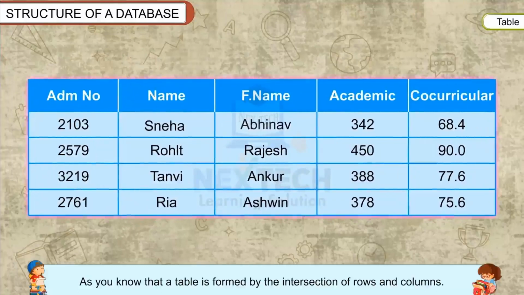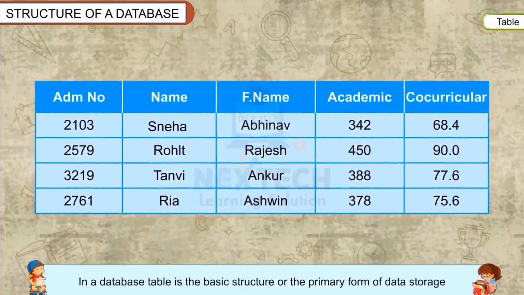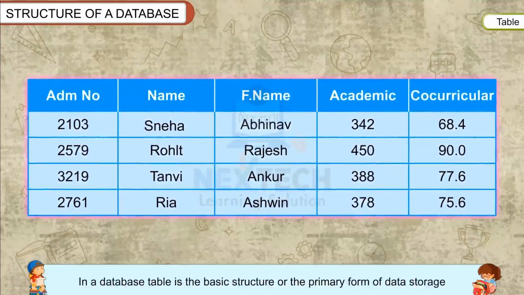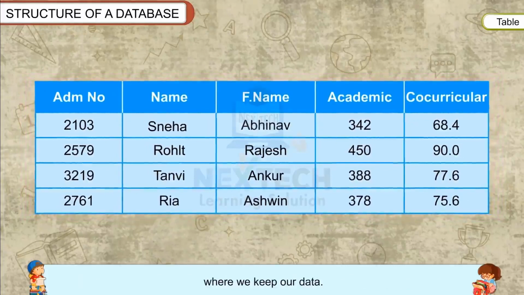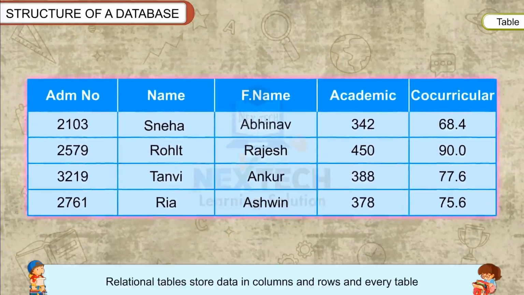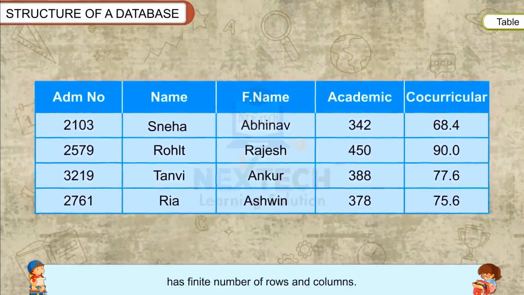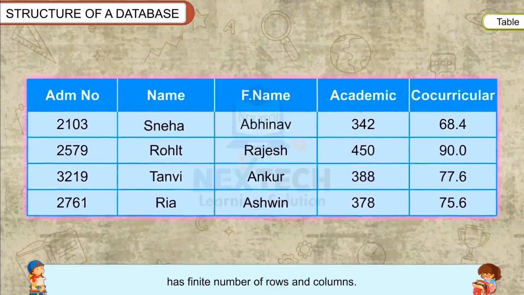As you know, a table is formed by the intersection of rows and columns. In a database, a table is the basic structure or the primary form of data storage where we keep our data. Relational tables store data in columns and rows, and every table has a finite number of rows and columns.